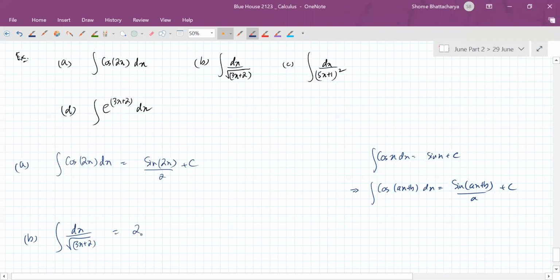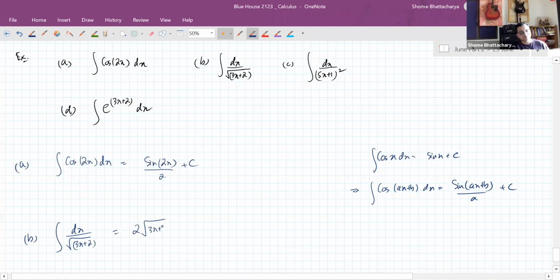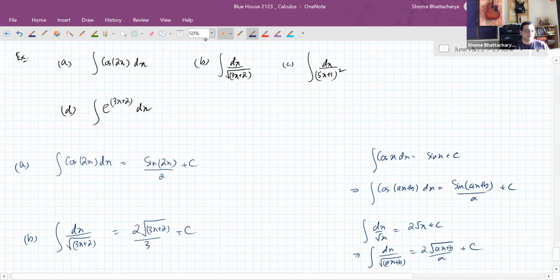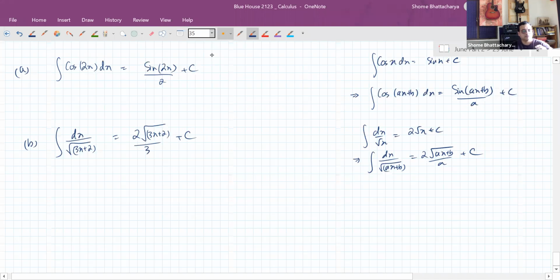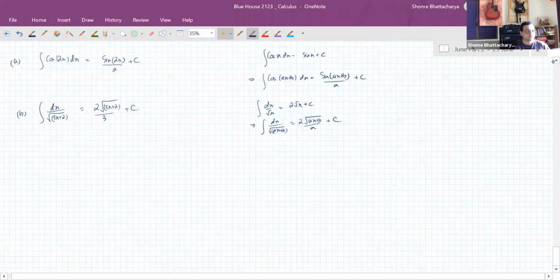That will become 2 times square root of 3x plus 2 divided by 3 plus c, because we know that integration of dx by root x is 2 root x plus c. So integration of dx upon square root of any linear term will become 2 times that linear term's square root divided by the coefficient of x plus c. So just using the application of that same little formula everywhere, we don't even need to do the steps of substitution. We can directly do this.